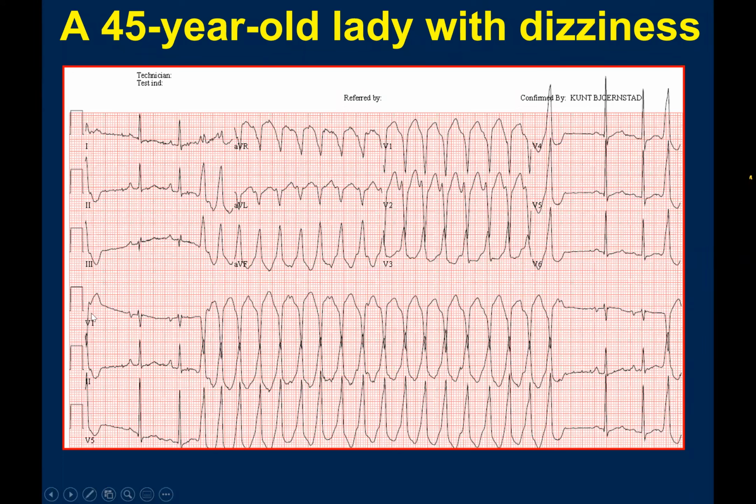And if you look at the beginning of the tracing, the patient was sinus, a PVC started the tachycardia, it terminated here, and then two sinus beats, and again a PVC. Okay, if you look at this, what is the morphology? Is it more of right bundle or left bundle?